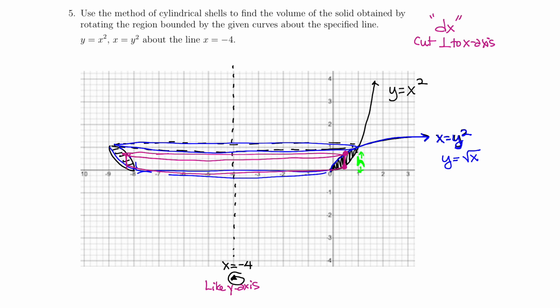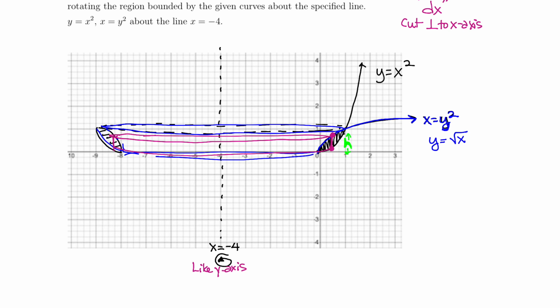So what's my top function? Square root of x. What's my bottom function? X squared. So the height for my problem is going to be square root of x minus x squared. That green's not very good. I need a darker green.